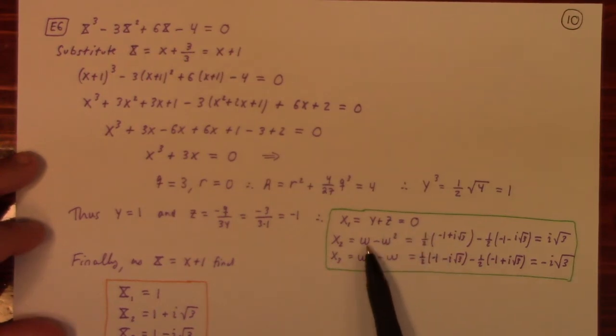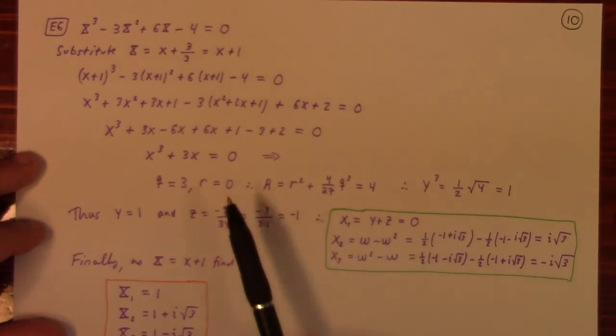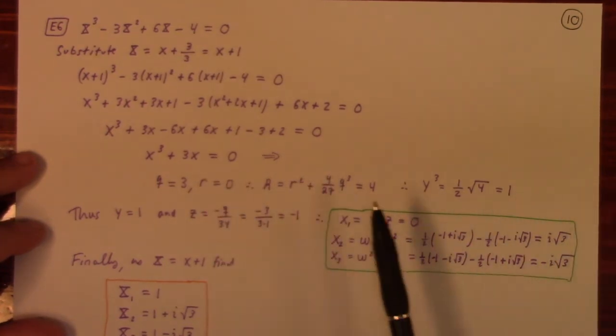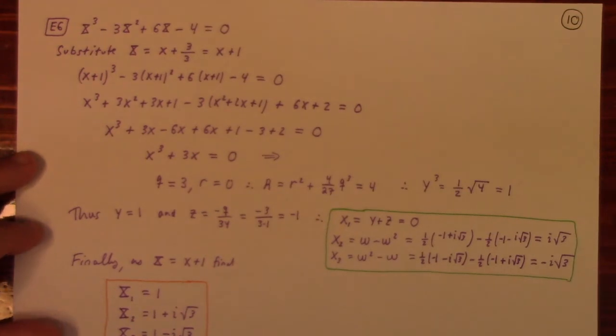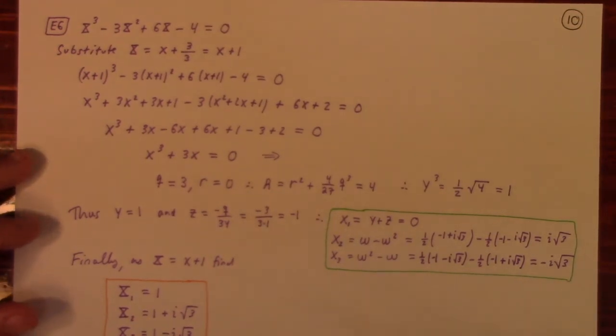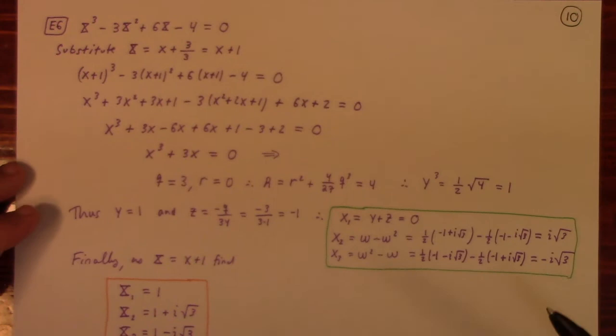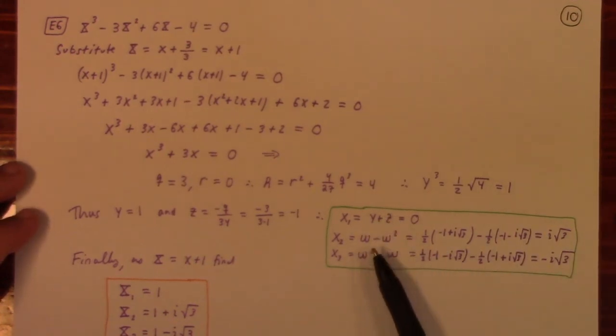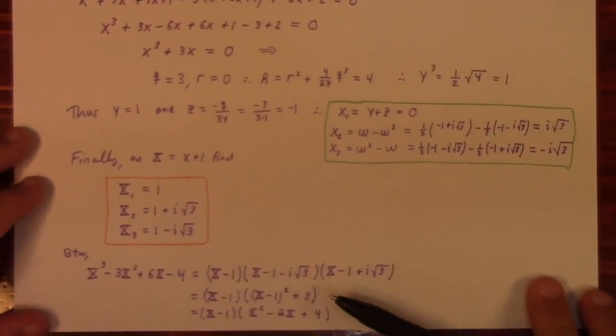And then I need to look at omega minus omega squared and omega squared minus omega, which end up giving me i root 3 and minus i root 3, which of course we could understand directly through factoring, if you wanted to, much like I showed you on the previous example. But anyway, there they are. Now those are the little x's. Those are not the solutions to the original problem. These are the solutions to the corresponding depressed problem.